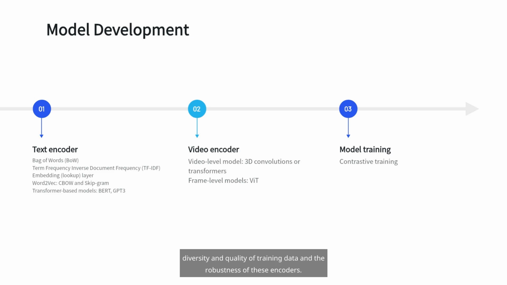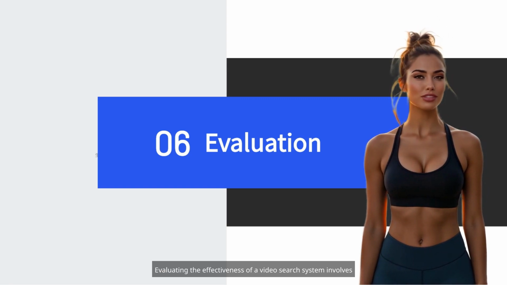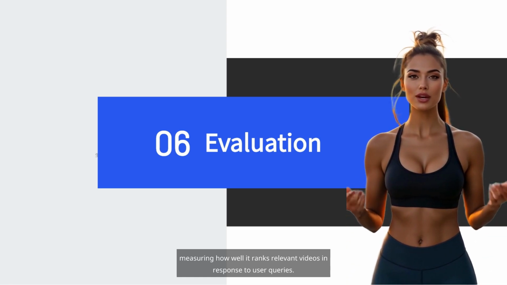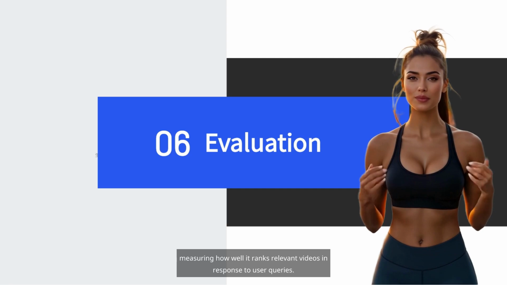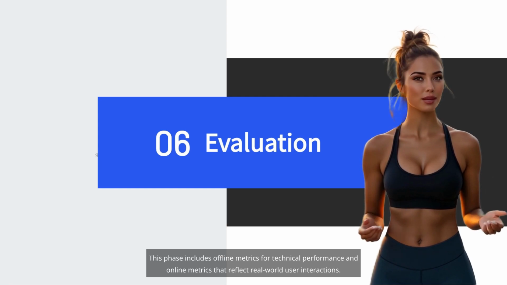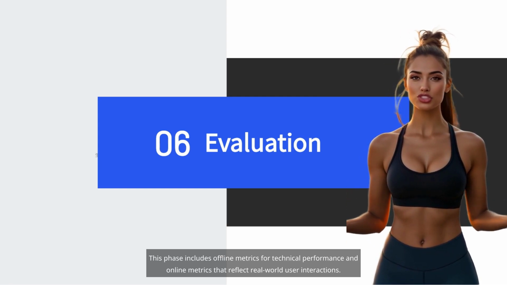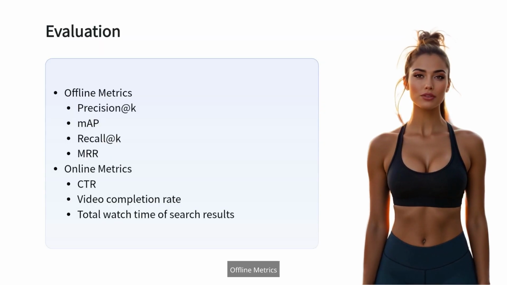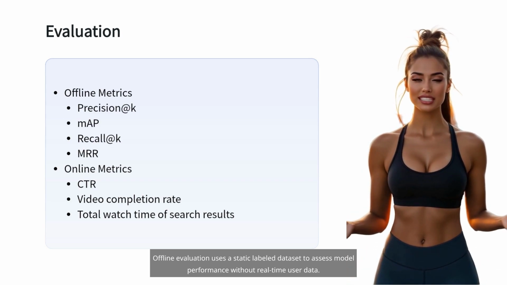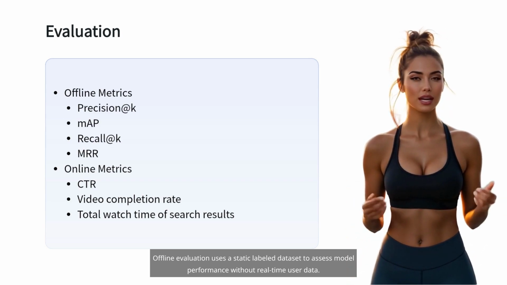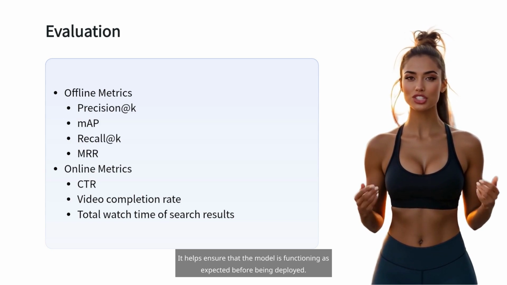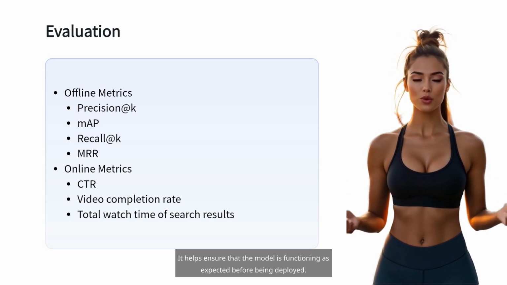of these encoders. Evaluating the effectiveness of a video search system involves measuring how well it ranks relevant videos in response to user queries. This phase includes offline metrics for technical performance and online metrics that reflect real-world user interactions. Offline metrics. Offline evaluation uses a static labeled dataset to assess model performance without real-time user data. It helps ensure that the model is functioning as expected before being deployed.